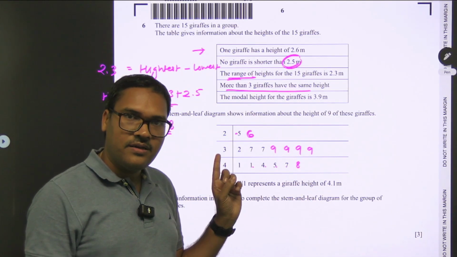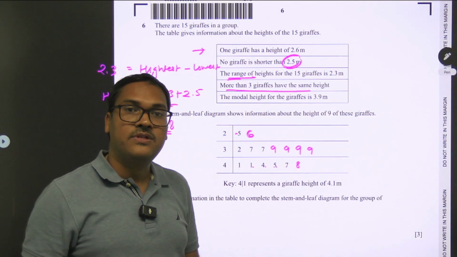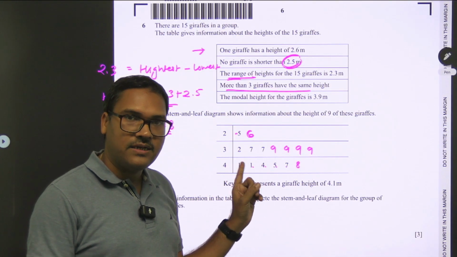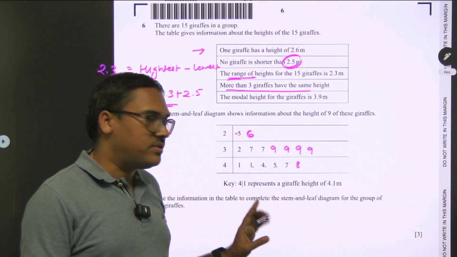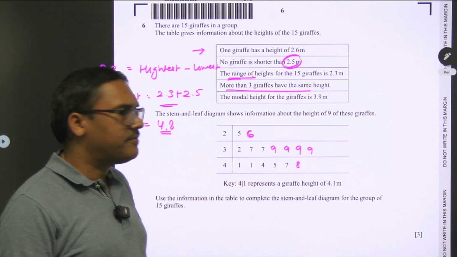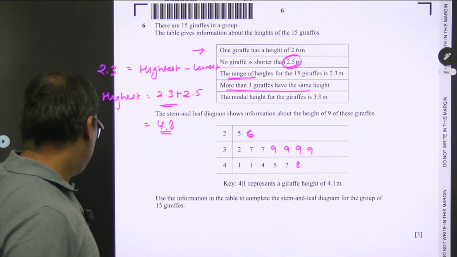Because the total is 15 and the modal height is given as 3.9. That means the highest frequency should be of 3.9. So what is the highest frequency? 3.9 plus is 4. That is why we have this. So this is how we can complete this diagram. I hope this is clear, correct? So this is how we can solve question number 6.